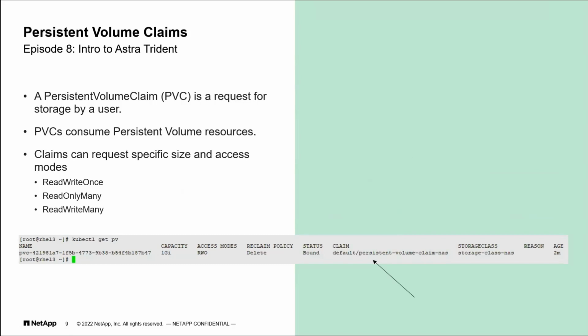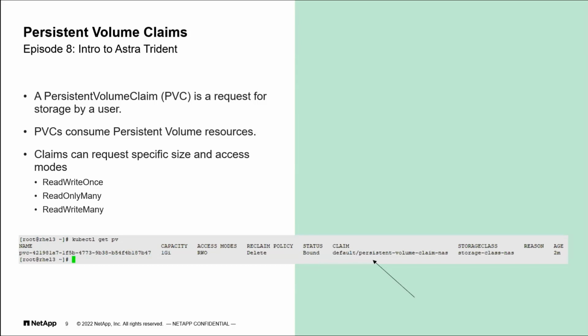And in the example on the bottom of the screen, we can see the arrow pointing to the name of the persistent volume claim. In this case, the default is the namespace that this is in, and the name of the volume claim is persistent-volume-claim-NAS. That's quite a mouthful. So once we have a persistent volume claim, Trident will see that request for PVC, and it will go out to NetApp, and it will create physical storage. And then that will take the physical storage and bind a PV to the PVC.